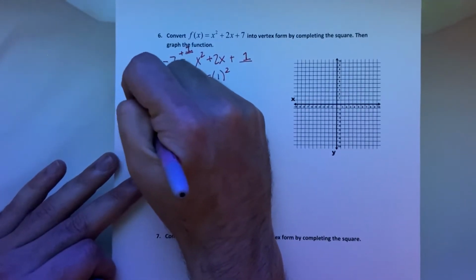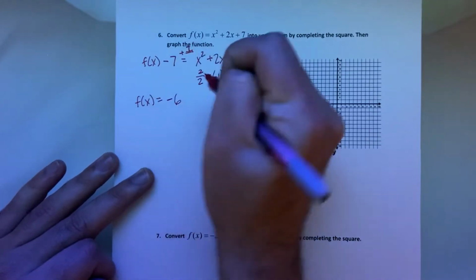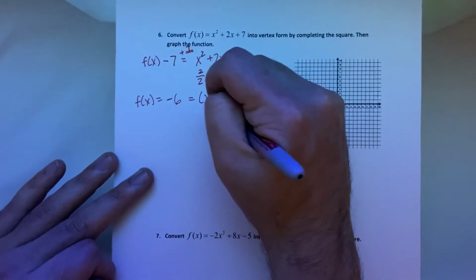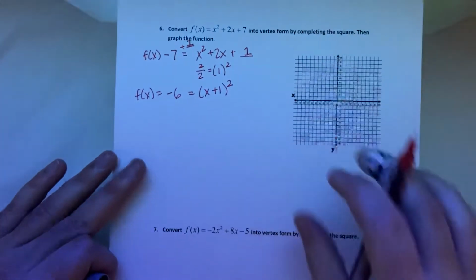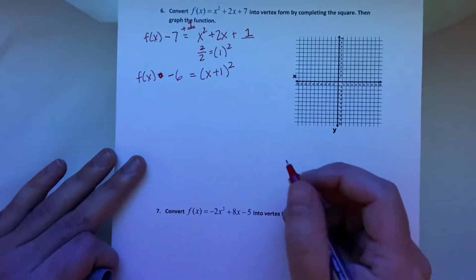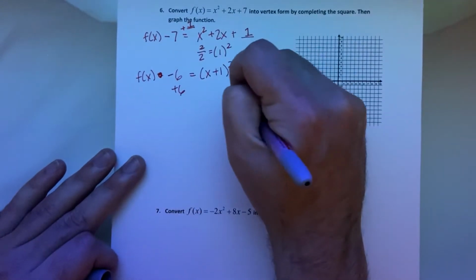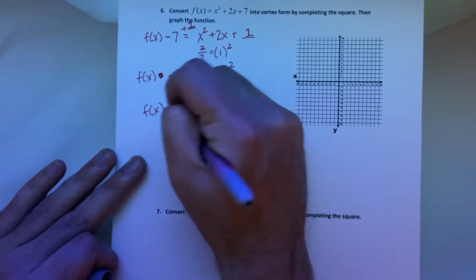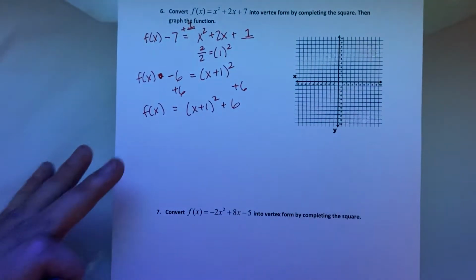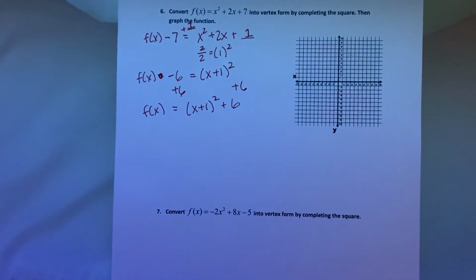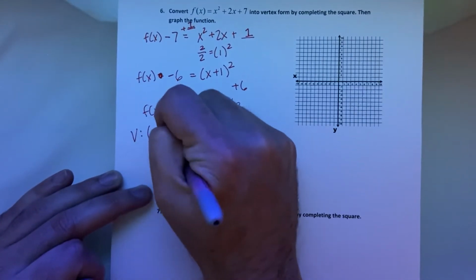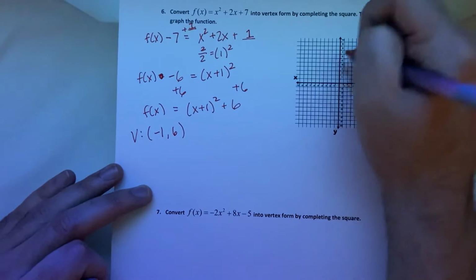Negative 7 plus 1 on the left side is negative 6. This is now a perfect square. It's x plus 1 squared. Then, this should be a minus 6, and you can add the 6 back over. So f of x equals x plus 1 squared plus 6. What does that tell you about the vertex? It's negative 1, 6, which we can graph.